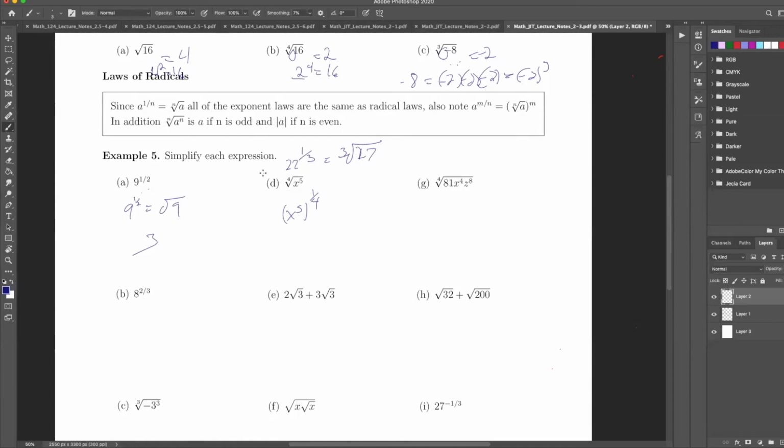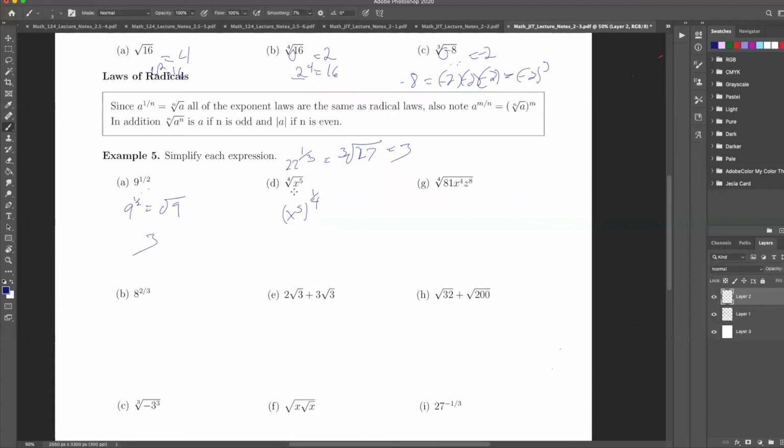So notice here, if I have 9 to the half, that's the same thing as the square root of 9. The square root of 9 is 3. If I have 27 to the third, that's the same thing as the cubic root of 27, which would be 3, because 3 times 3 times 3 equals 27.